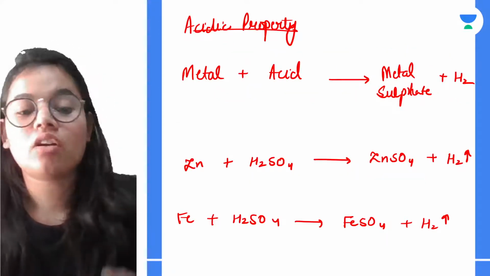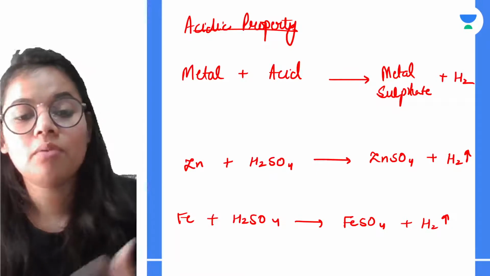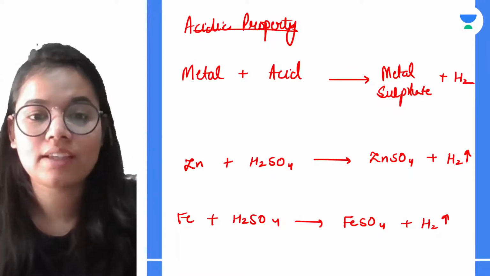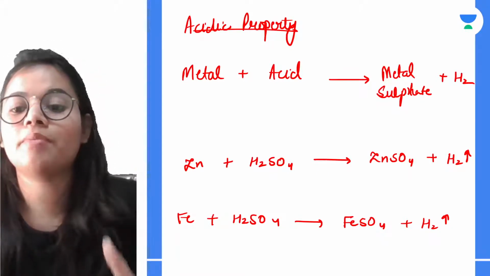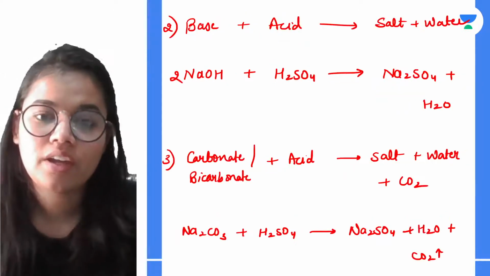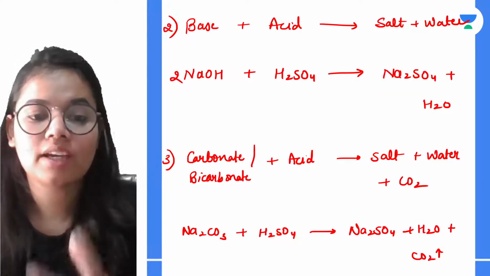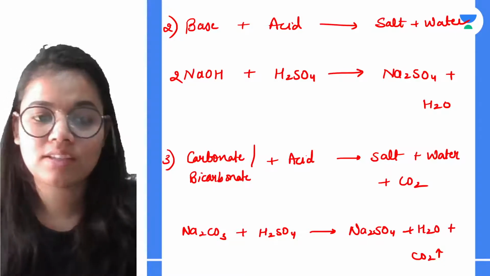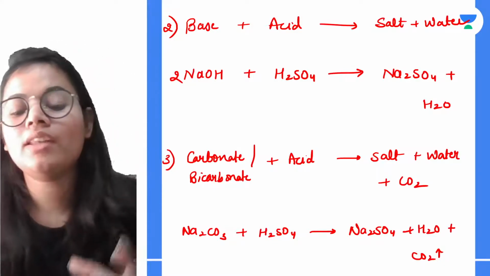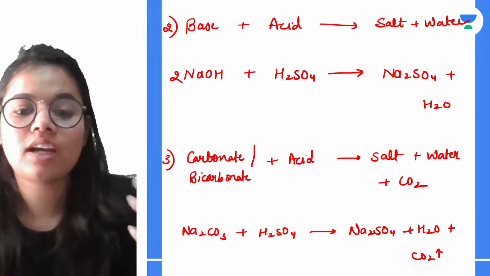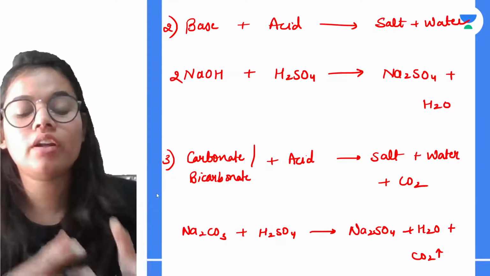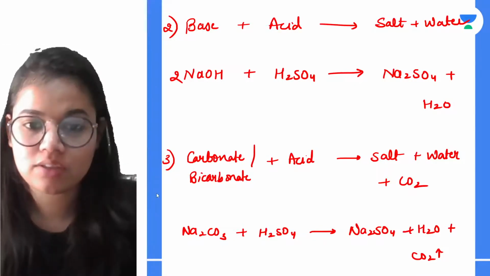Talking about chemical properties, when sulfuric acid reacts with metal, it gives metal sulfate and hydrogen. When it reacts with a base, it gives salt and water. This reaction is termed a neutralization reaction. When sulfuric acid reacts with carbonate or bicarbonate, along with salt and water, it will produce carbon dioxide.